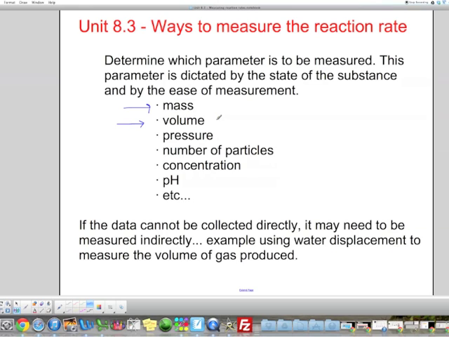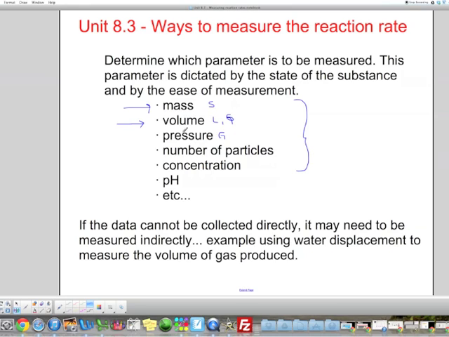Or for a gas, it would be the same thing. So here it would be most likely for a solid, here for a liquid, or for a gas. When I say liquid, I'm talking about a pure substance. Pressure would be for a gas. Number of particles could be for anything. And concentration would be for solutions. pH is where we see that. So again, based on the type of substance we deal with, we'll be looking at different types of quantities.